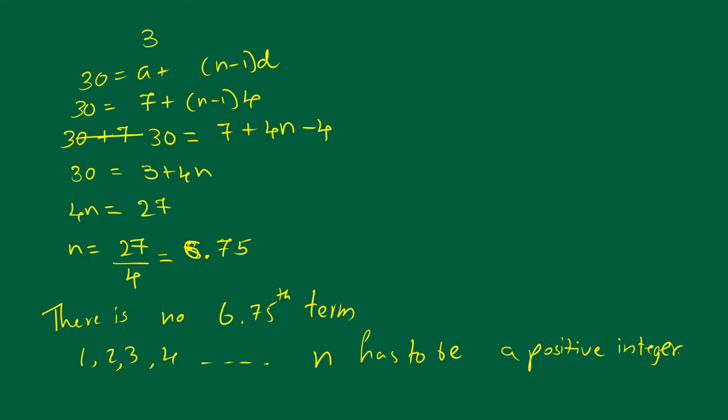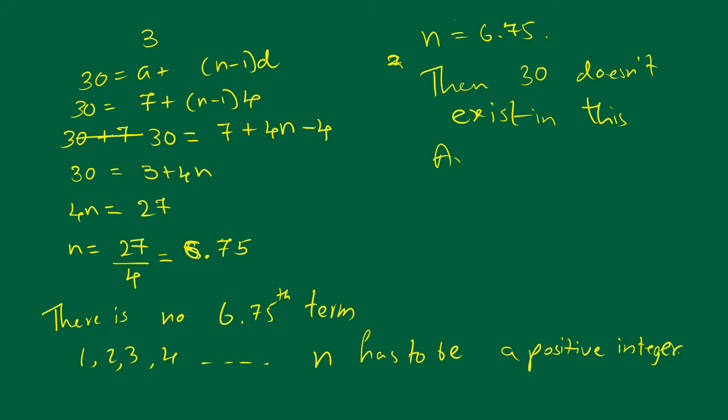Therefore here n is 6.75. Then 30 doesn't exist in this arithmetic progression. Right, so this is how you have to prove this.